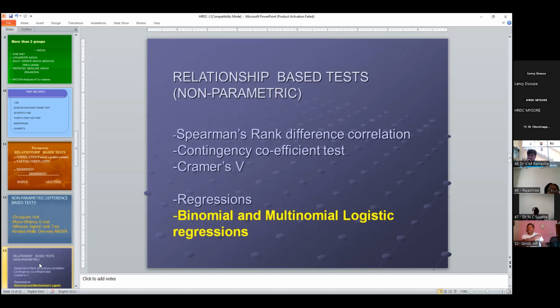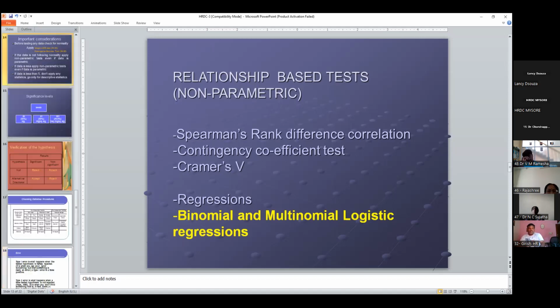That is a benefit of binomial regression or multinomial regression. See how statistics is useful even for policy making. It could be a bicycle scheme, it could even be a midday meal scheme where statistics has helped. This is where you can improve the conditions of the public and the society. So these are relationship-based tests under non-parametric tests.